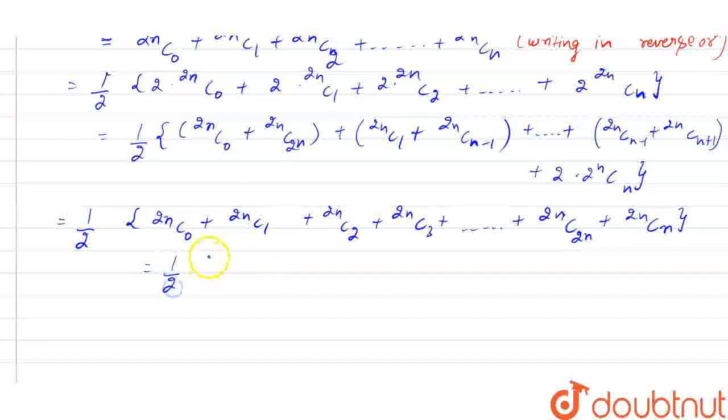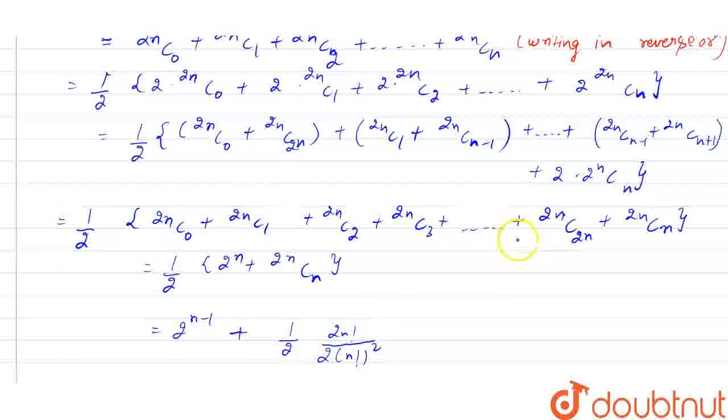That will be equals to 1 by 2 into 2 raised to power 2n plus 2n c n, that will be equals to 2 raised to power 2n minus 1 plus 1 by 2 into 2n factorial divided by 2 into n factorial whole square. We should know about the formula of nCr. We know that nCr is the formula of combination: n factorial divided by n minus r factorial into r factorial. So we can say this is our answer, that is 2 raised to power 2n minus 1 plus 1 by 2 into 2n factorial divided by 2 into n factorial whole square.